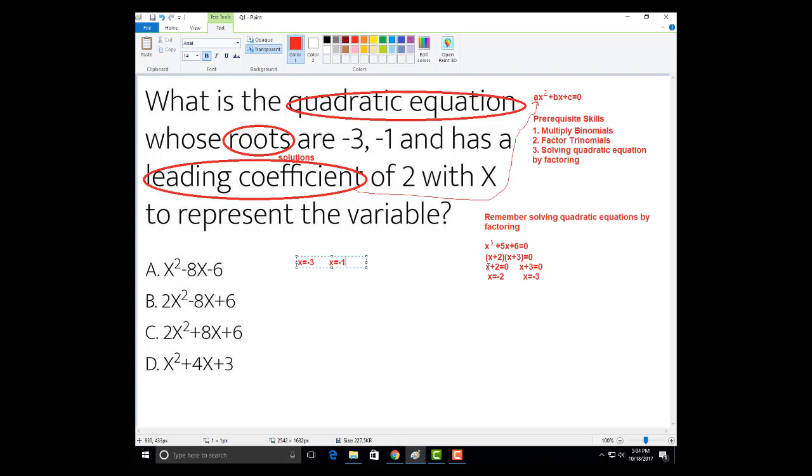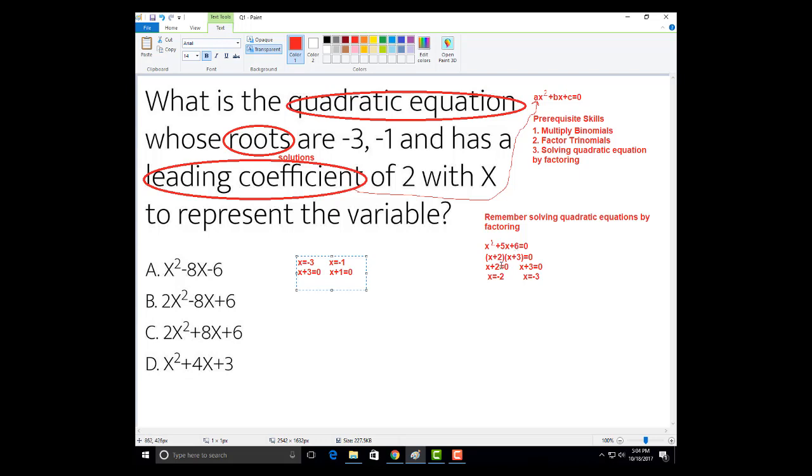Now I'm going to move up. I'm going to take each one of these answers and set them equal to 0. So if I want this to be equal to 0, I'm going to have to do the opposite of subtracting 3, which is adding 3. And so I'm going to end up with x plus 3 is equal to 0 over here. And same thing over here. I'd have to add 1 to both sides. So I'd end up with x plus 1 is equal to 0.